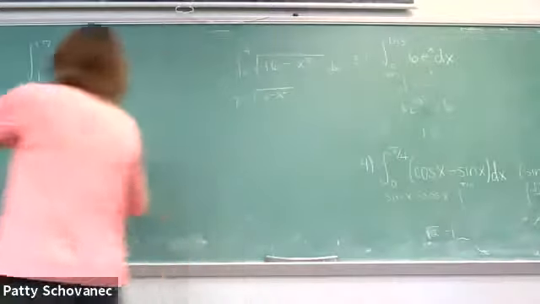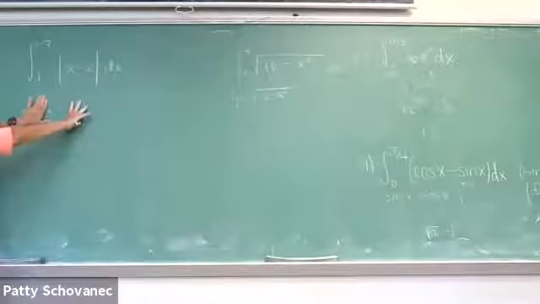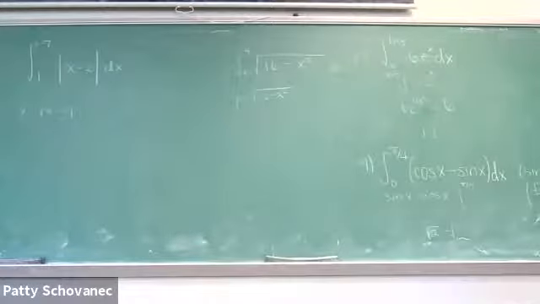So what does this look like if I didn't have the bars on it? y is equal to x minus 2. That's a line with positive slope, right? But part of that line's under the x-axis. From where to where is it under the x-axis?